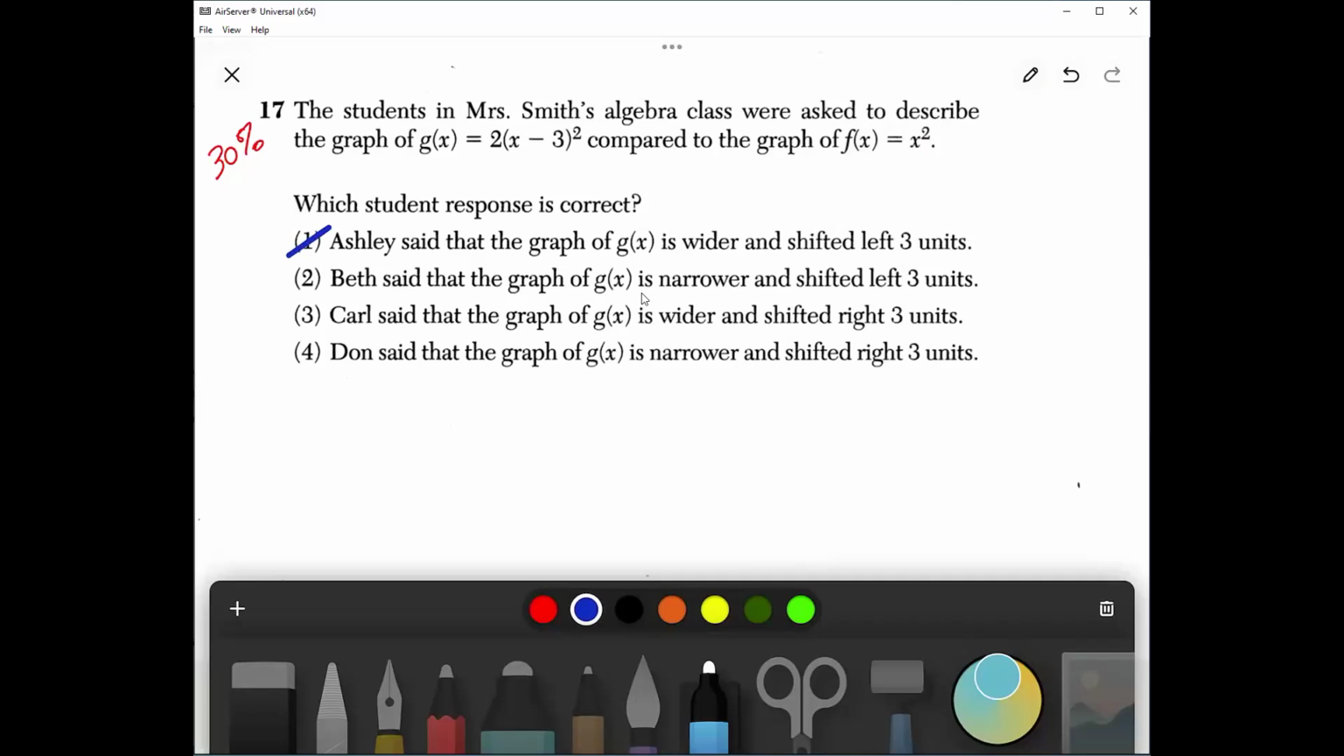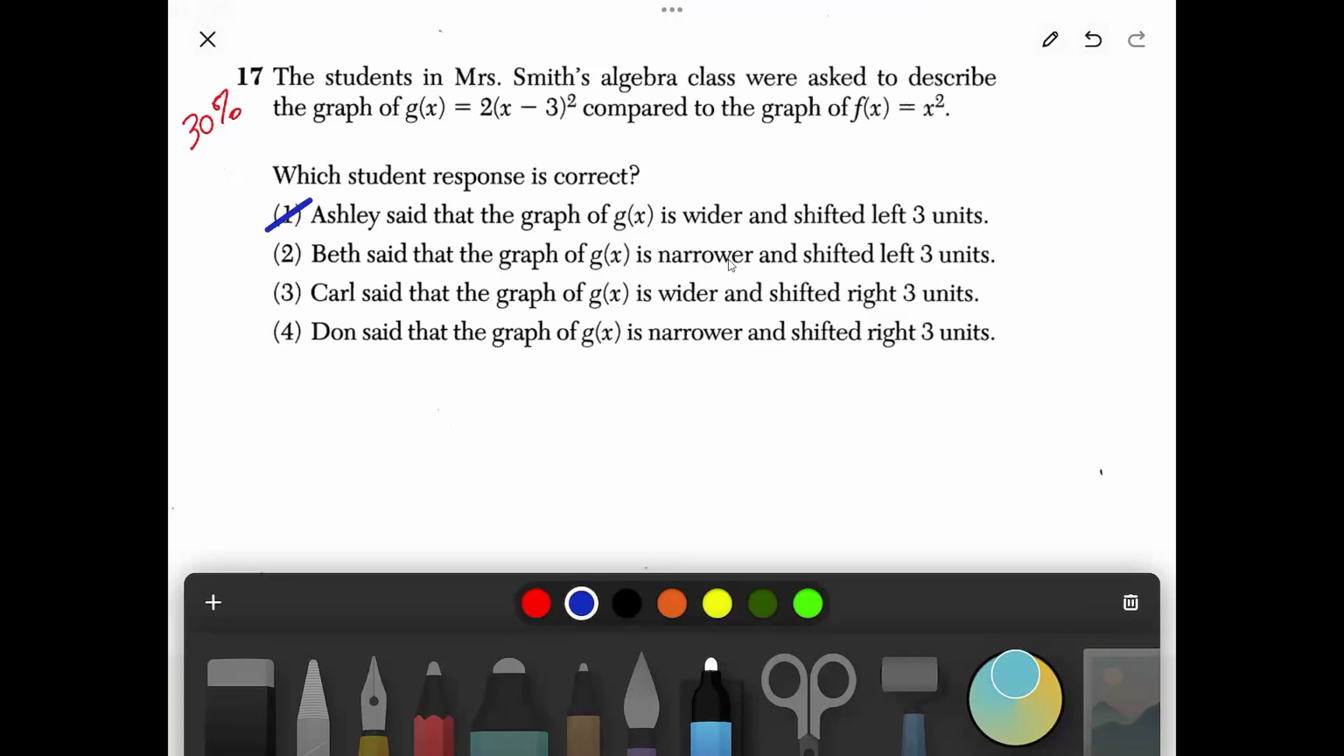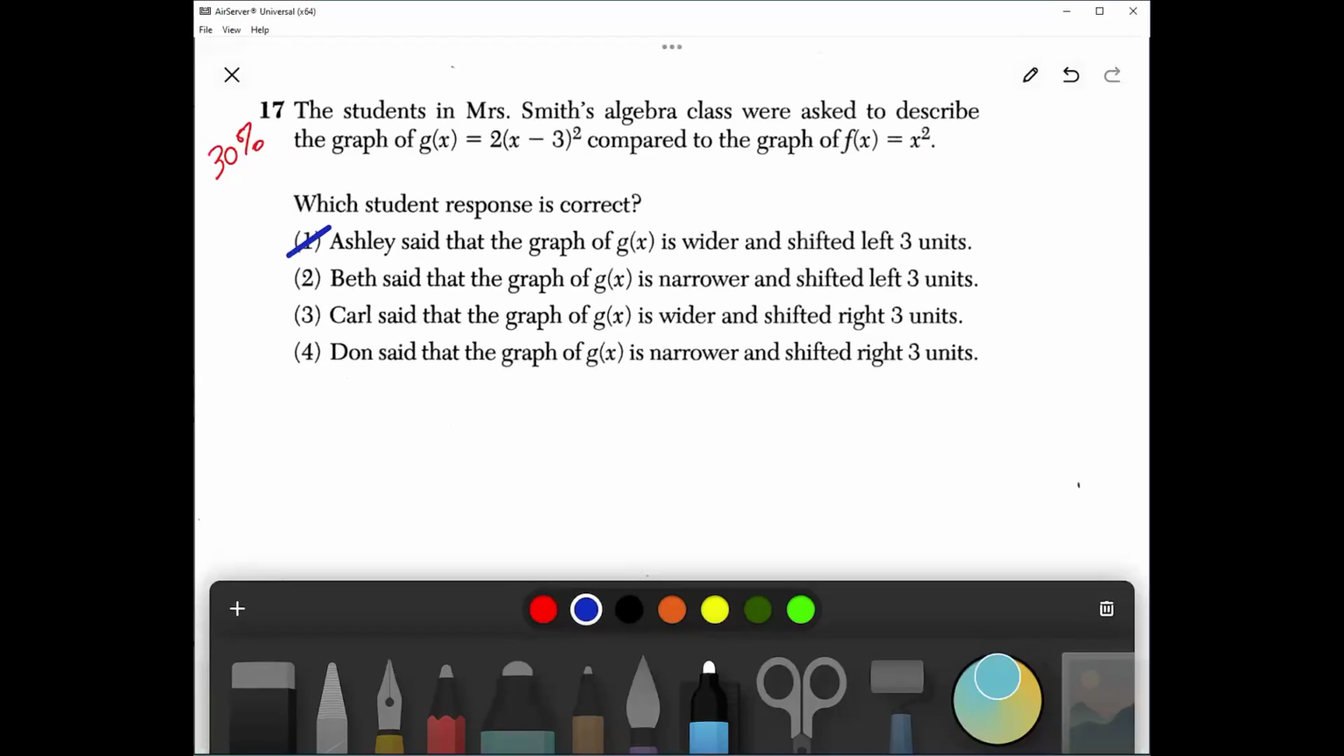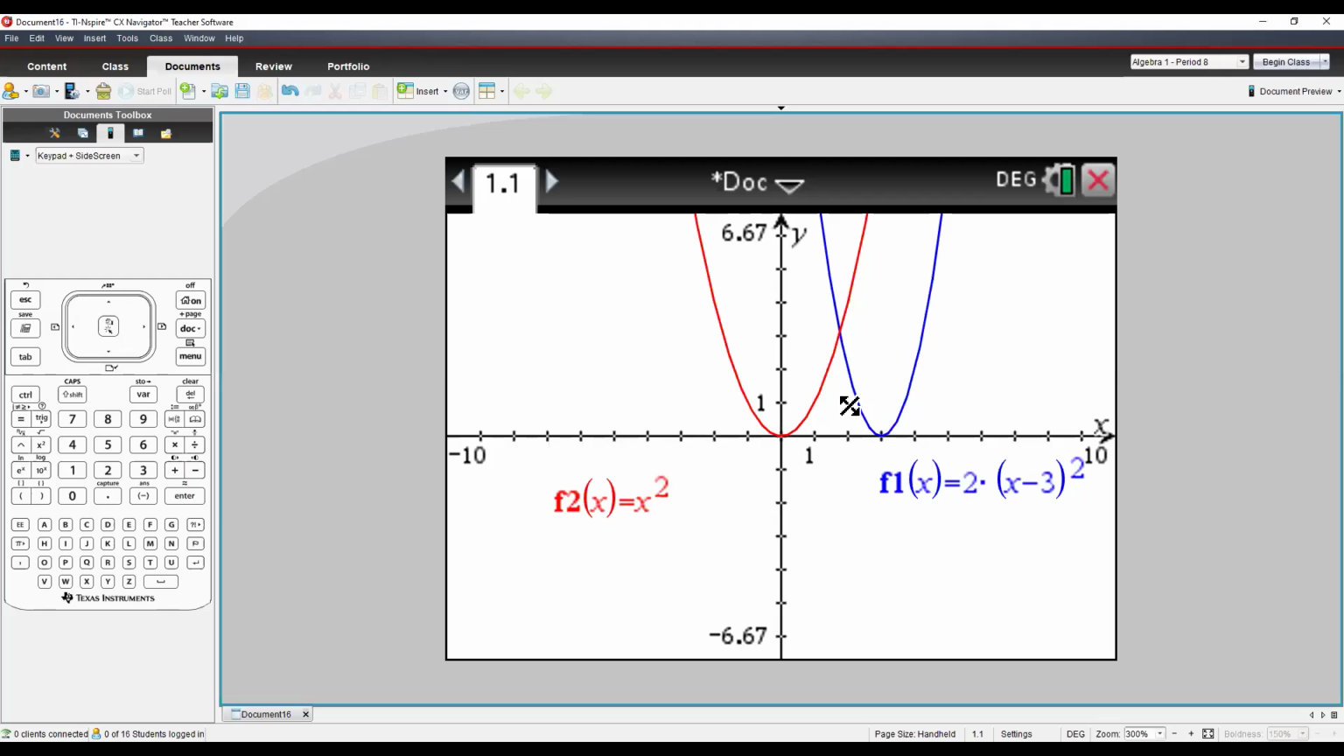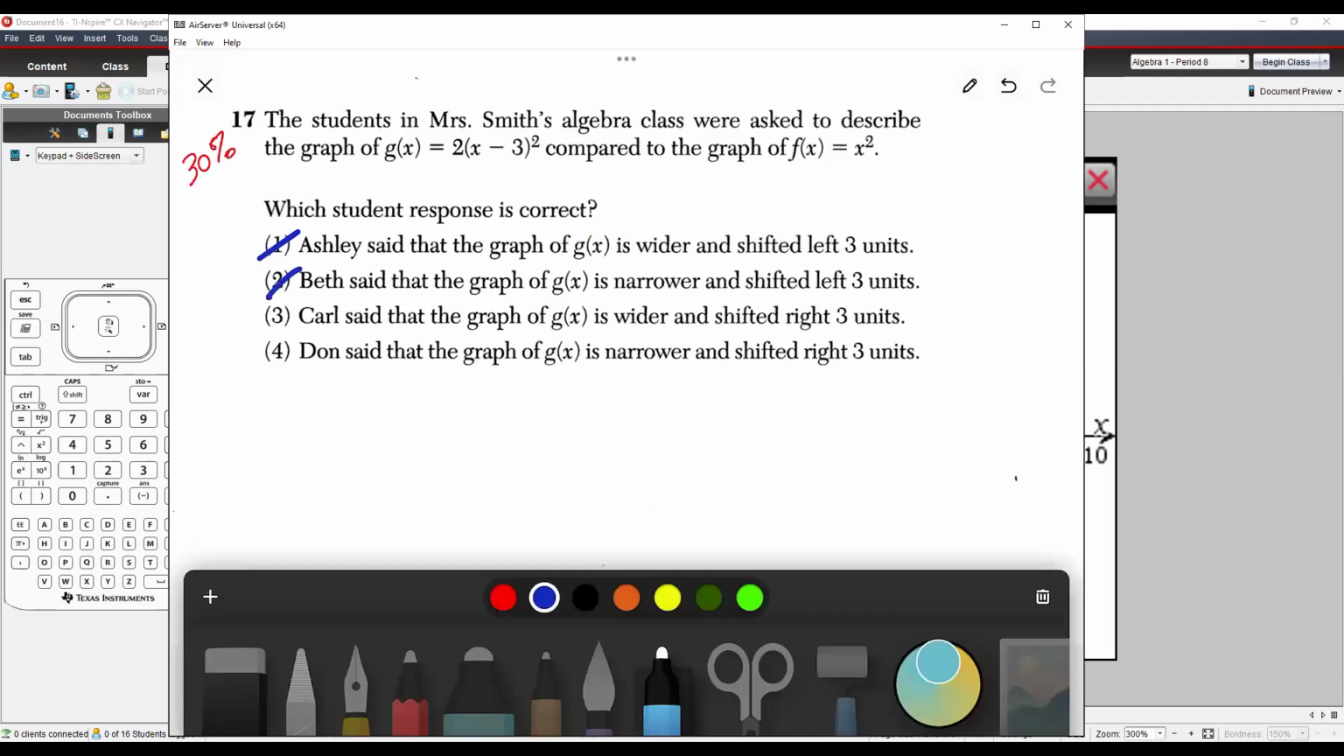All right, so then Beth said that the graph g of x is narrower and shifted left 3 units. Okay, so g of x is narrower, but is it shifted to the left? Let's go look at this. Let's see if Beth is capping. All right, oops, that's not what I wanted. I want the calculator. All right, so this is f of x. So Beth said that g of x is narrower. That's true. And she said it's shifted to the left. G of x is not shifted to the left. H of x is shifted to the left. So Beth is capping. So we go back here and say, Beth, stop the cap. All right, Beth is capping. I'm having fun, y'all. Y'all can't tell.